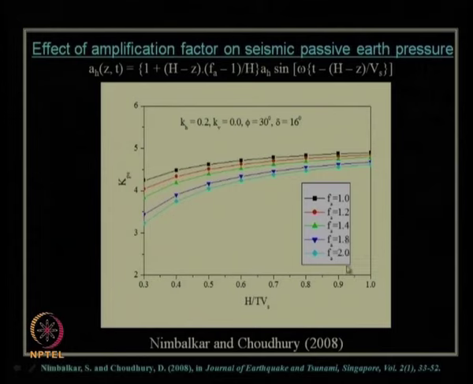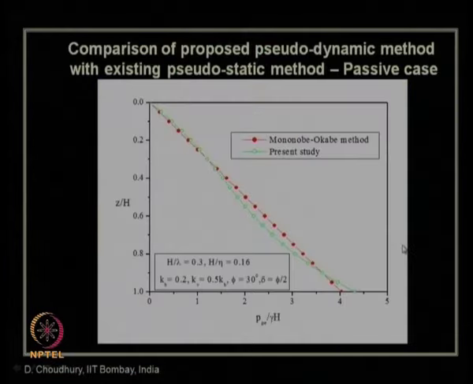but if there is an amplification in the soil, suppose your soil gets amplified 1.4 times or 2 times, then in that case the design value of KPE is still decreasing. What does it mean? That means the design value should be much lower than what it is in the case of the non-amplified soil. Clear? So, this criticality can also be captured in the case of the pseudodynamic approach, which is not possible in the case of the pseudostatic approach. So, all these are advantages of the pseudodynamic method.